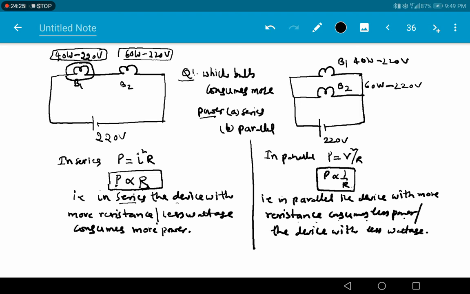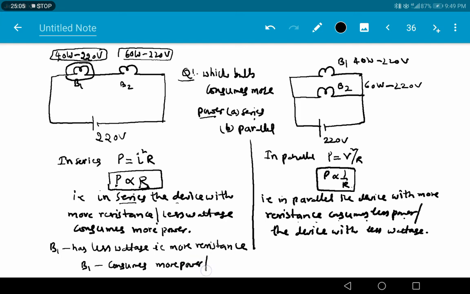Now tell me, come to the series combination. In series combination, the device with more resistance or less wattage. Let us observe which device has less wattage. So bulb 1 has less wattage, that is, it has more resistance. Therefore B1 consumes more power.